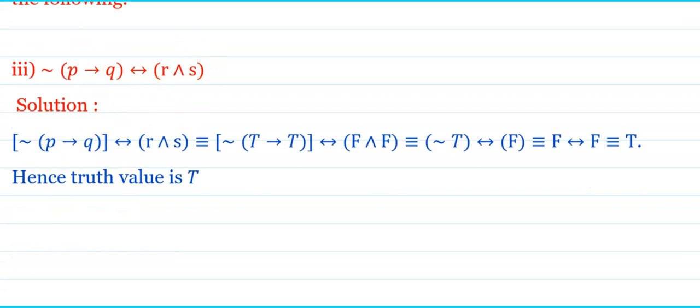Now the next one. Negation of P implies Q, double implication in bracket R and S. Okay, now see this here. Again we will substitute P and Q are T, R and S are F. Negation in bracket T implies T, double implication R and S. R and S both are F. Now T implies T is again T. And again we have the negation of T.